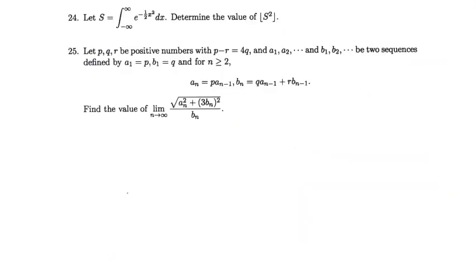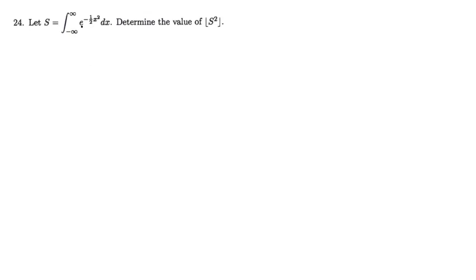SMO Singapore Mathematical Olympiad 2021, open section, first round. Problem number 24. Let S equals the integral from negative infinity to positive infinity of e to the power of negative 1/2 x squared dx. Determine the value of floor of S squared. The function here is similar to the normal probability density function.